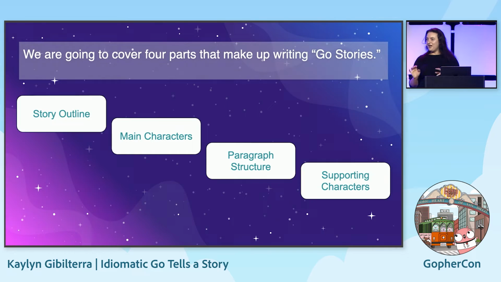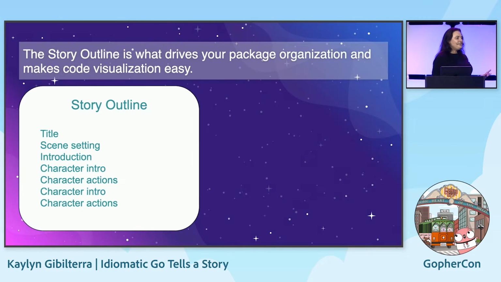As we go through this talk, we are going to cover 4 different sections. So the first will be the outline of your story, how the entire package looks, your main characters that you introduce as you go about your project, paragraph structure, kind of getting into some grammatical areas, and then finally supporting characters, what you can do when you do need to reach out for help and you do need to expand your use cases. So the first of it is your story outline.